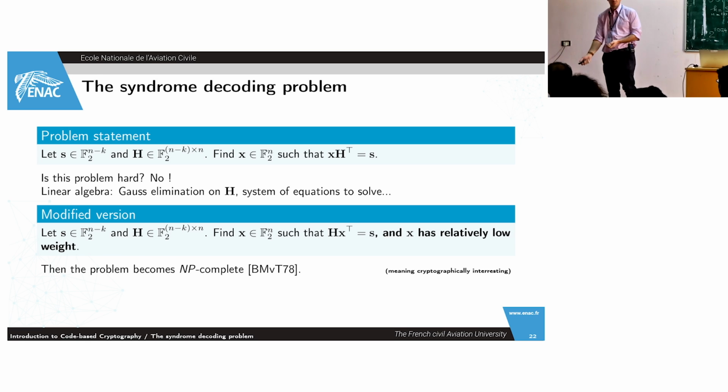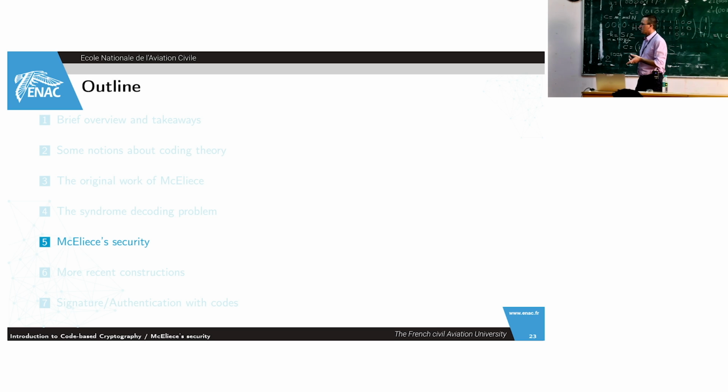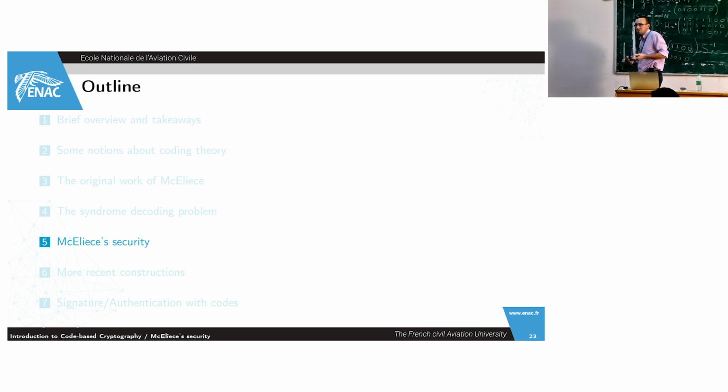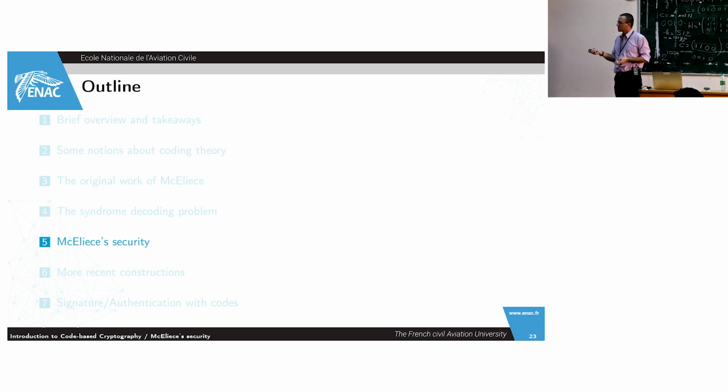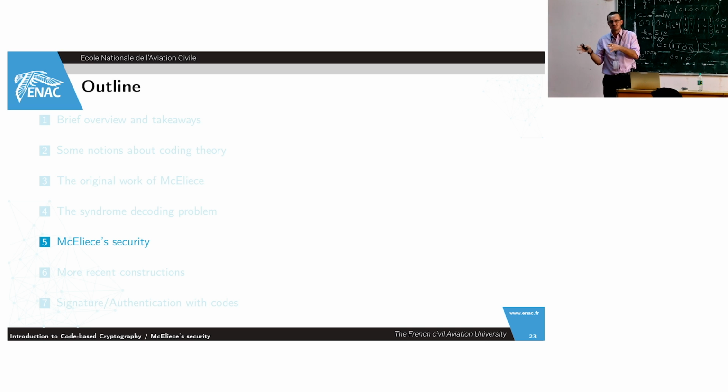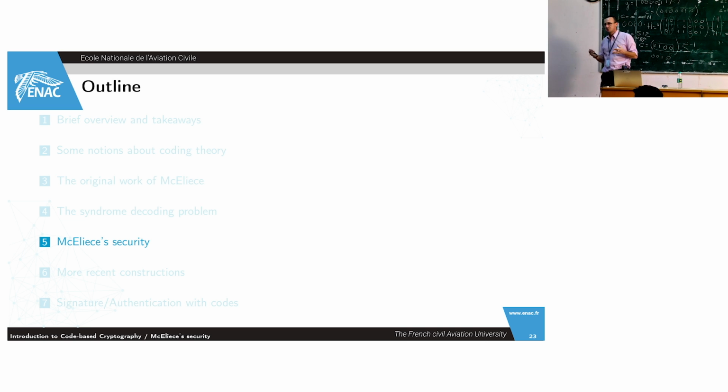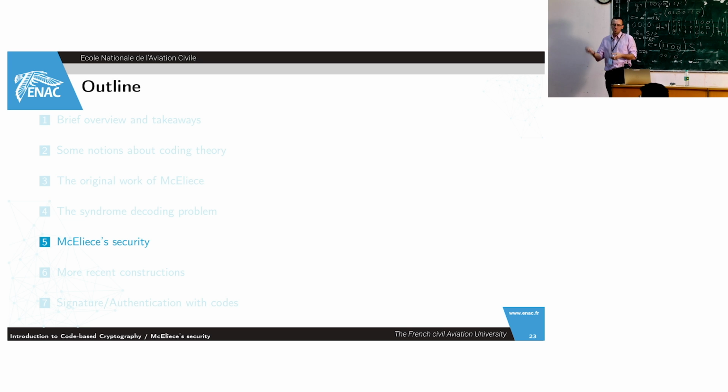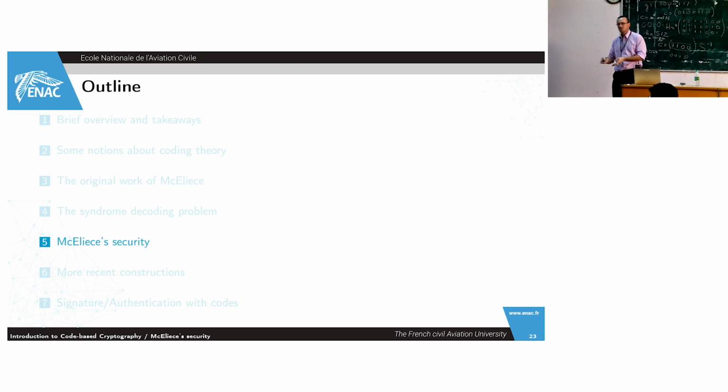No, easy. Right. It's only linear algebra, and actually, the simplest way I can think of is that you sample at random n minus k columns of H. You get a square matrix. You can try to invert it and solve the system. It's like a Gaussian elimination.